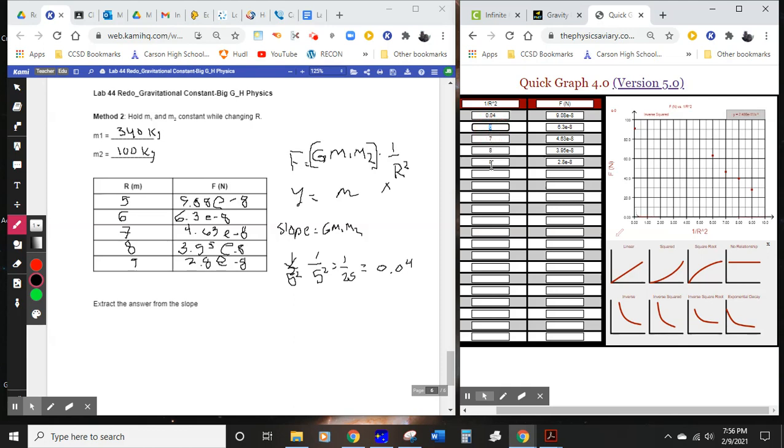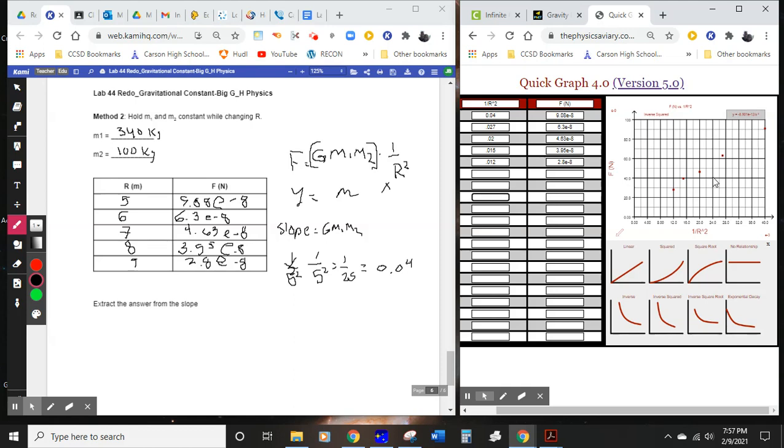Now, 1 over 6 squared is 1 divided by 36, which is 0.027. Then 1 over 49, so 1 divided by 49 is equal to 0.02. And 1 divided by 64 equals 0.015. And then finally 1 divided by 81 equals 0.012, like so. All right, there we go.